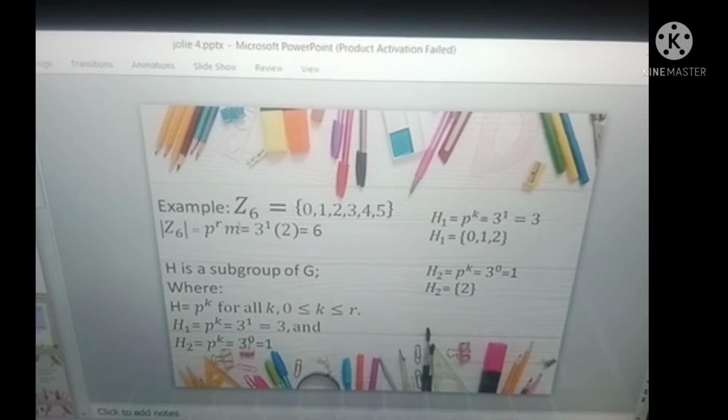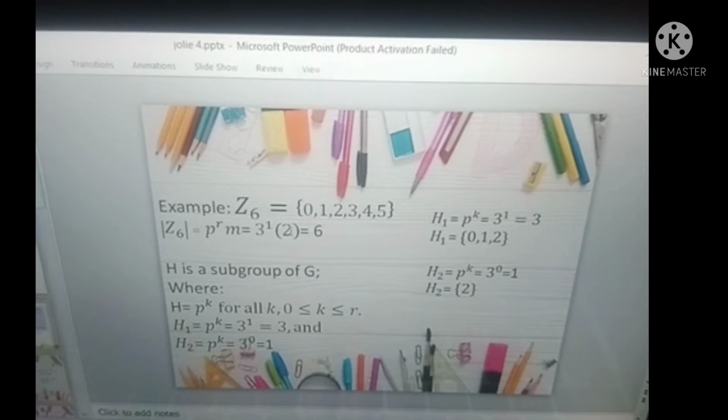But I chose Z modulo 6, the set of integers modulo 6. So we have the 6 elements 0, 1, 2, 3, 4, 5. The order of the group G, modulo 6, is a finite, countable group. So 3 is a prime, 1 is a positive integer and 2 is a positive integer, but 2 and 3 are relatively prime. So it satisfies the condition. This group is arbitrary.